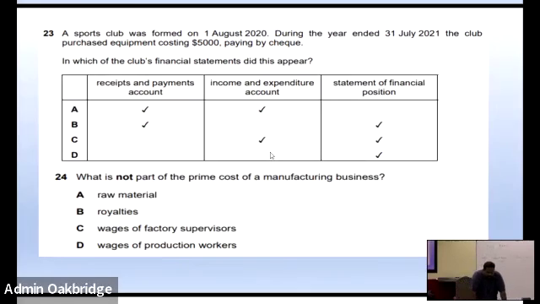Raw material, part of prime cost or not? Yes, because it's direct material. Royalties is a direct expense. Wages of factory supervisor? No, that is part of your factory overheads. And your last one is wages of production workers. That is your direct wages. So the answer is C.